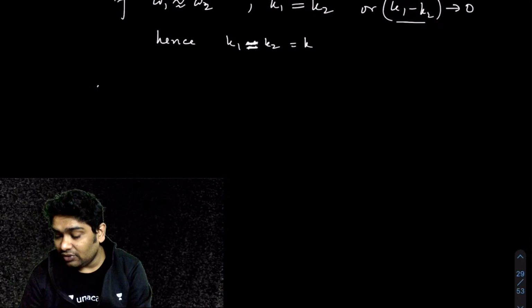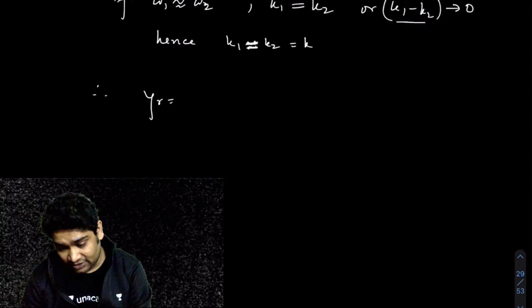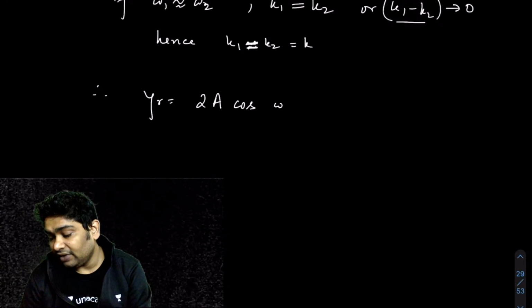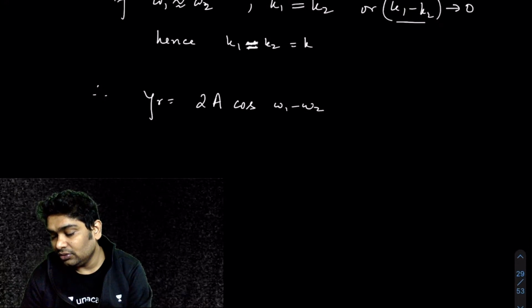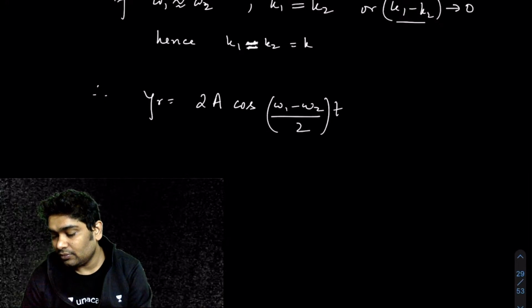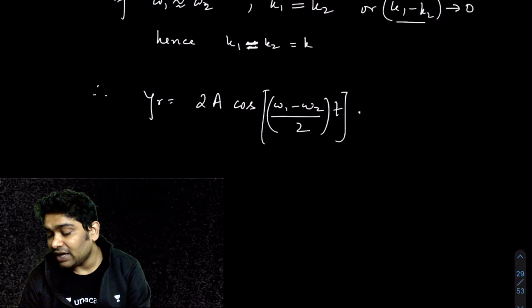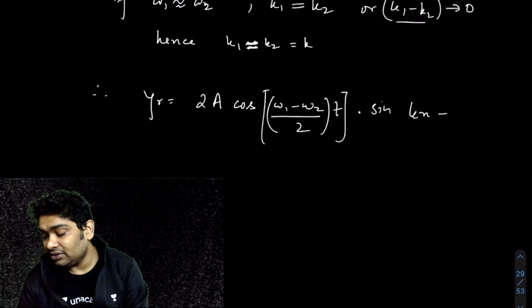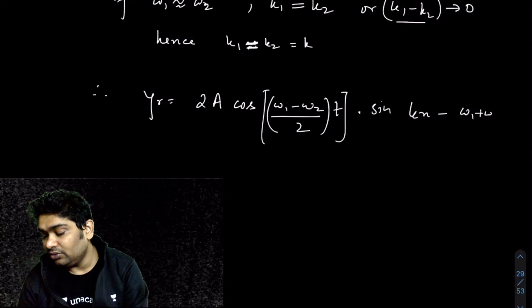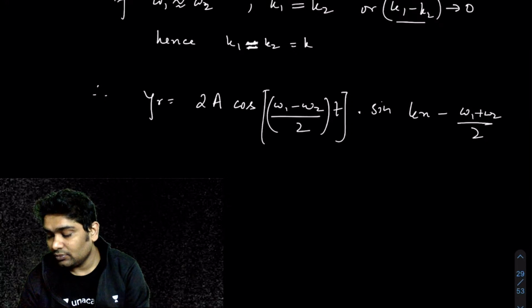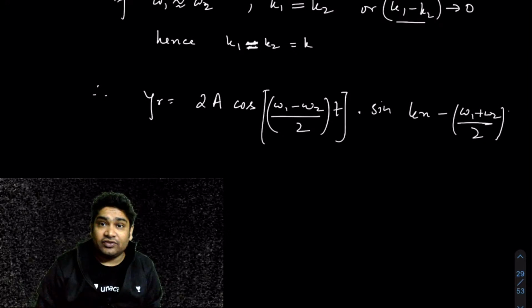So therefore, y resultant is often written as 2a cos of (omega 1 minus omega 2)/2 t into sine of kx minus (omega 1 plus omega 2)/2 t. Okay, this is the equation that you would have seen most often.